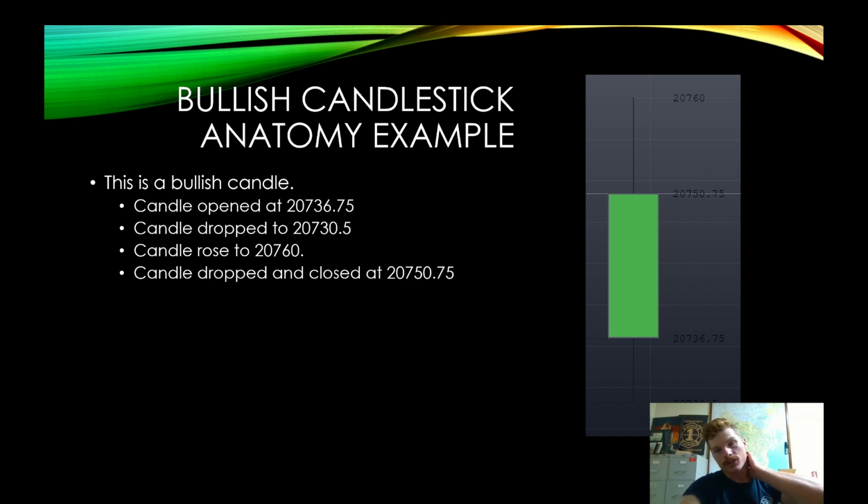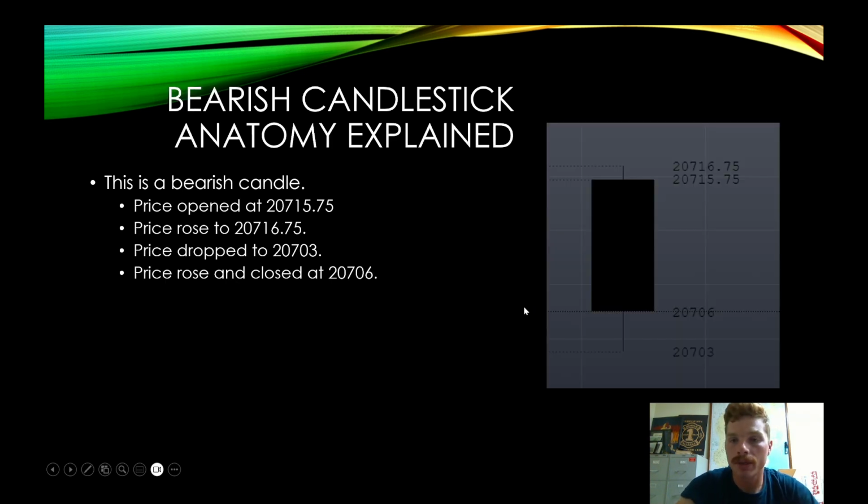Pretty self-explanatory. Whenever it's a green candle, or a bullish candle, the candle opens at the bottom of the body, drops, rises, and closes at the top of the body. For a bearish candle, price on that time frame opens at the top of the candle, does whatever it does in the middle of that time frame.